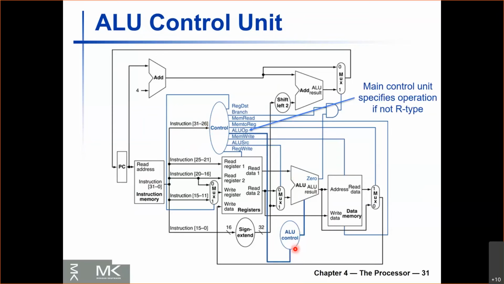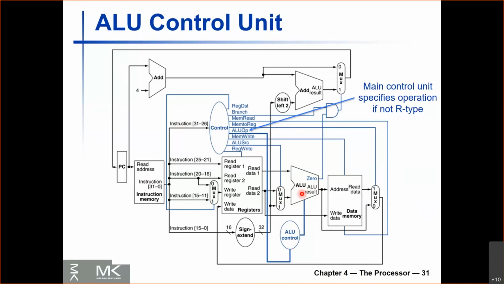Now, if the instruction is not an R-type instruction, meaning it does not have a funct field, then the main control unit can already determine what the operation should be. For example, if the instruction is a load instruction, the main control unit knows that from the opcode, so it knows that the ALU needs to perform an addition. So it's going to tell the ALU control, hey, perform an addition, and the ALU control will tell the ALU to perform an addition.